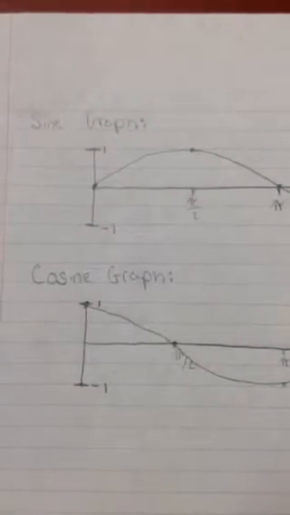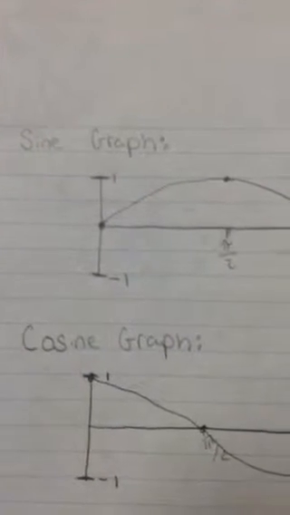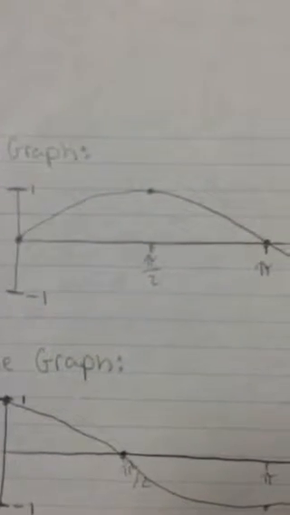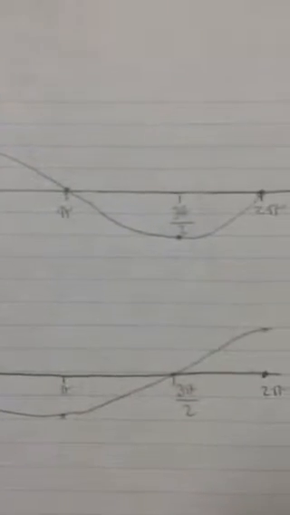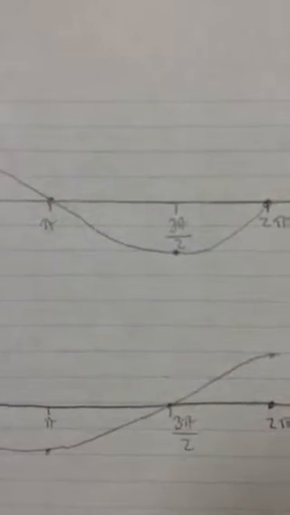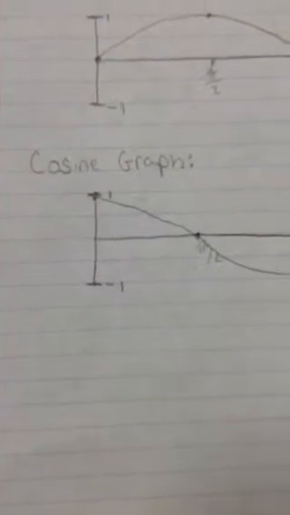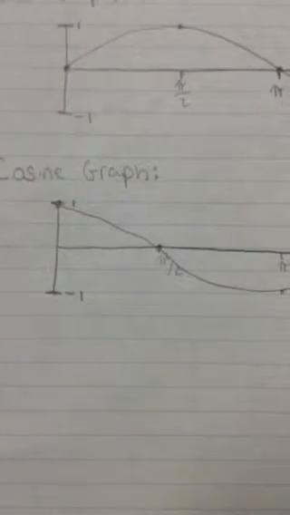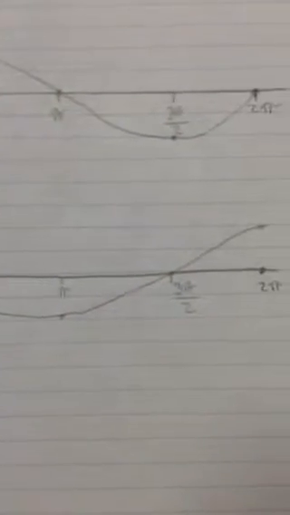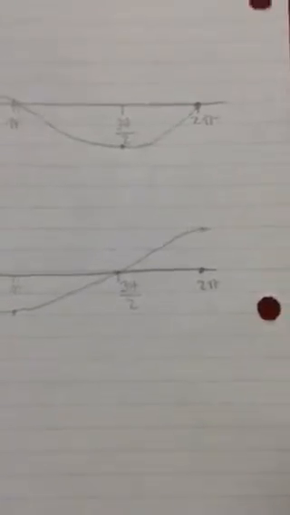One thing that I liked this year in math was the sine and cosine graphs. The sine graph starts at 0, goes to 1 at pi over 2, back to 0 at pi, to negative 1 at 3 pi over 2, and back to 0 at 2 pi. For the cosine graph, it starts at 1, goes to 0 at pi over 2, to negative 1 at pi, 0 at 3 pi over 2, and back to 1 at 2 pi.